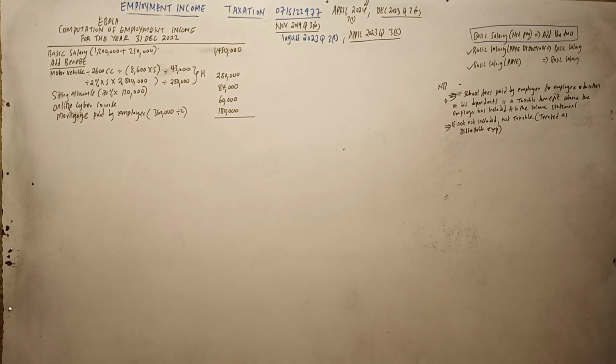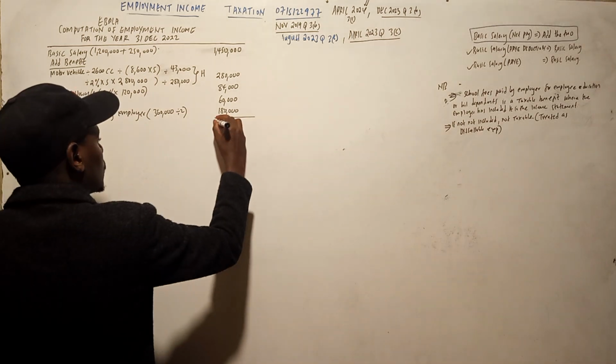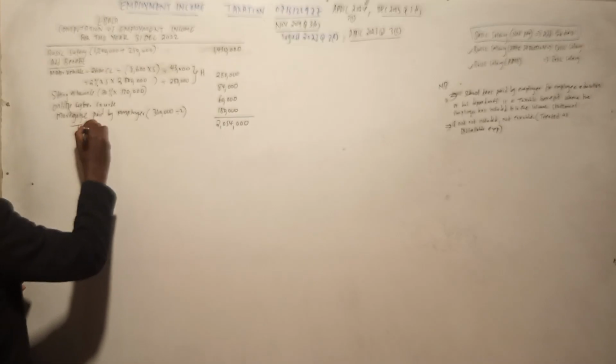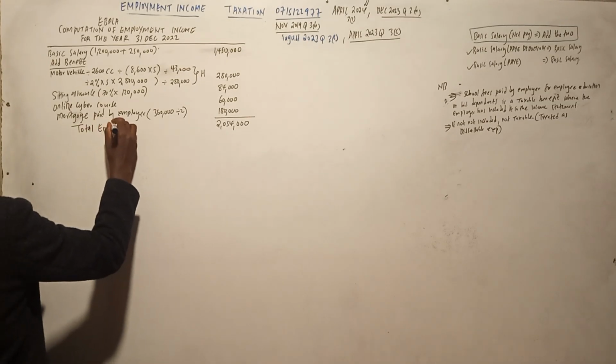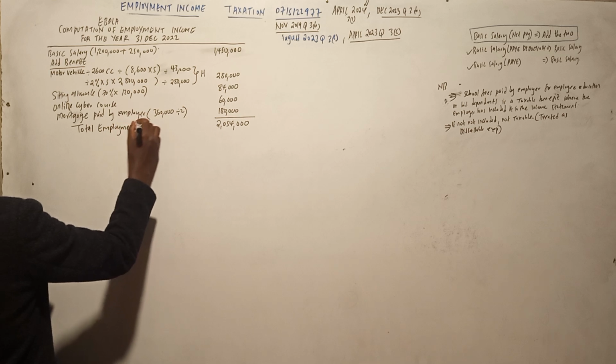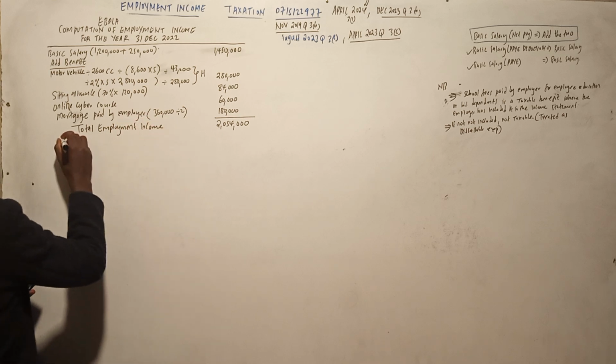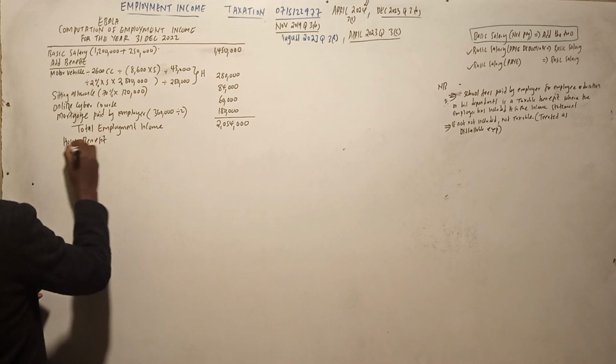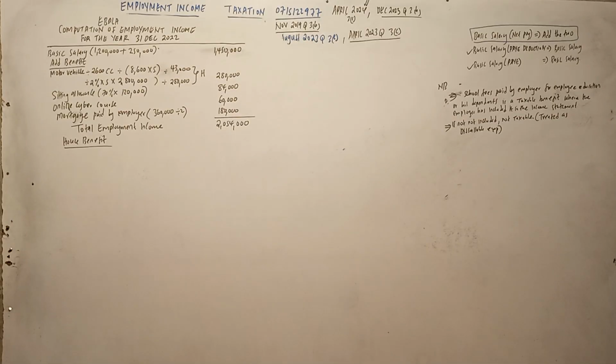So itakuwa ni 1450 plus 280 plus 84 plus 60 plus 180, which is 254,000. Then we consider the house benefit, because before anunue nyumba yake alikuwa amepatiwa nyumba. So before he purchased the house alikuwa amepewa nyumba.